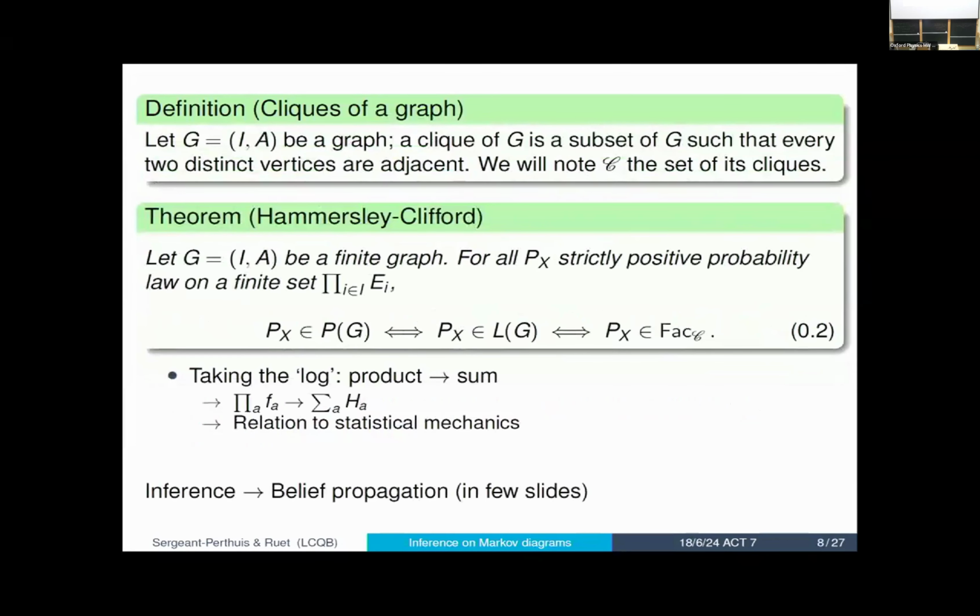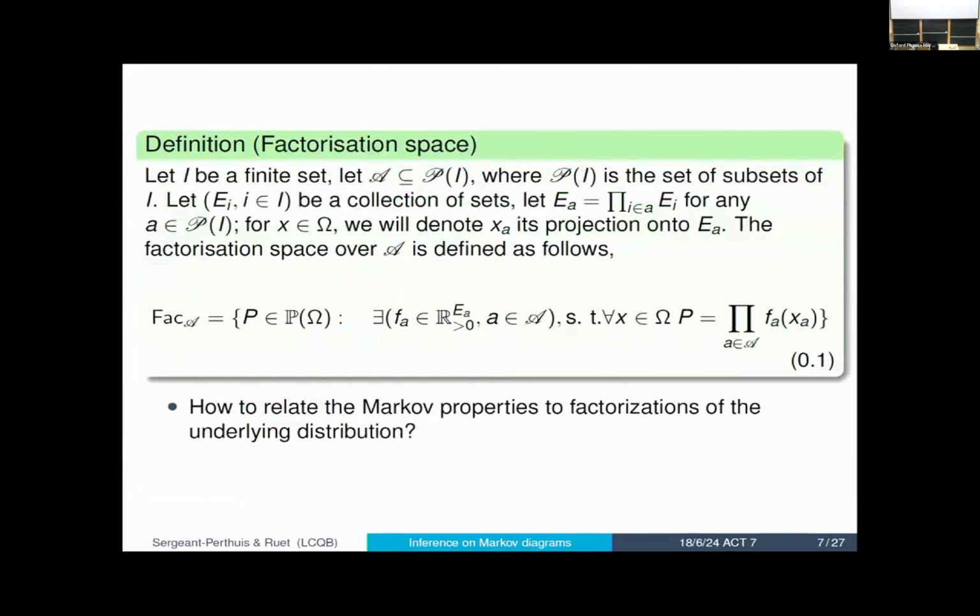Now, this is the very strong result from Hammersley-Clifford that tells you that the conditions that you can read from the graph are equivalent, in fact, to a factorization of the distribution, and it factors on its cliques. So a probability distribution is a graphical model, so satisfies one of the conditions that you can read on the graph, if and only if it factors with respect to the cliques of the graph, which means that every time you have a clique, you put a term, F_A, that depends on the variables of this clique.